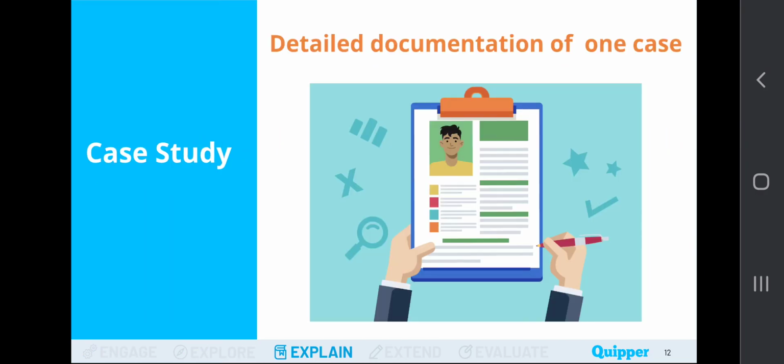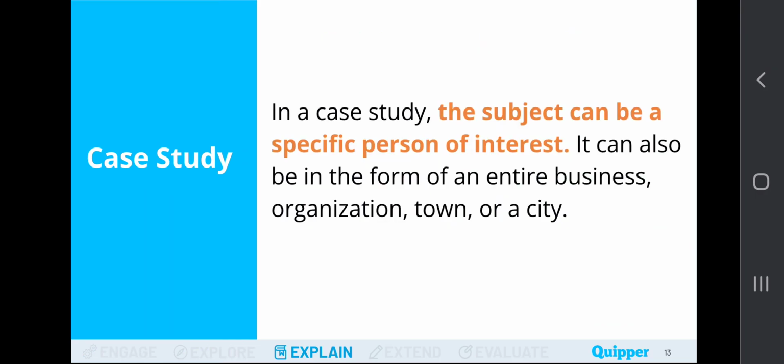Case study is a detailed documentation of one case, to which in a case study, the subject can be a specific person of interest. It can also be in the form of an entire business organization, town, or a city.